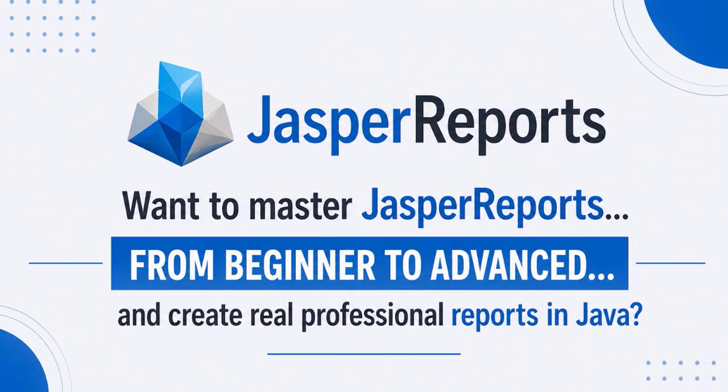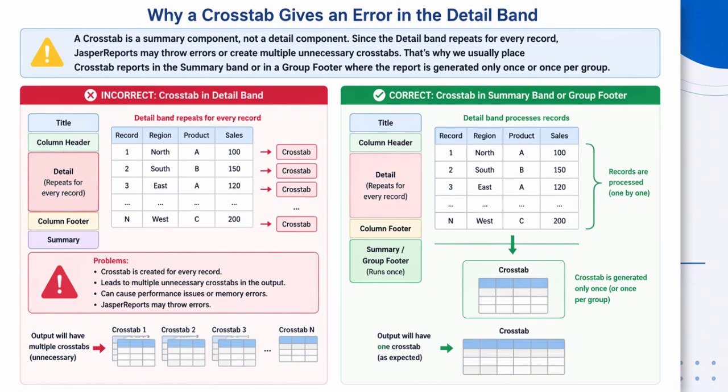So now let's answer this question: why does the CrossTab Report give an error in the detail band? That is because a CrossTab report is a summary component, not a detail component, since the detail band repeats for every record. Jasper Reports may throw an error or create multiple unnecessary crosstabs. So that is why we usually place crosstab reports in the summary band or in a group footer, where the report is generated only once or only per group.